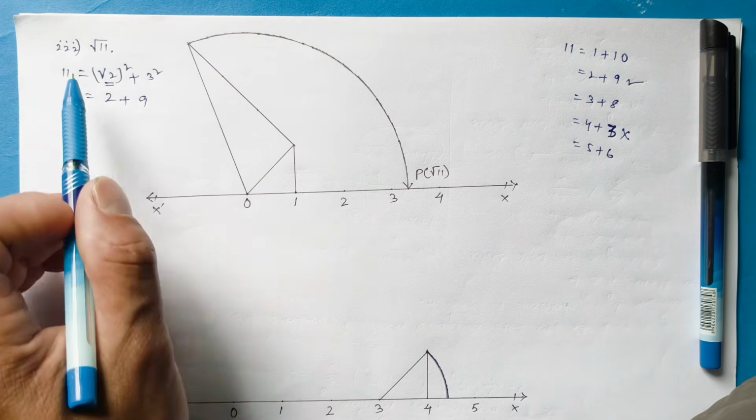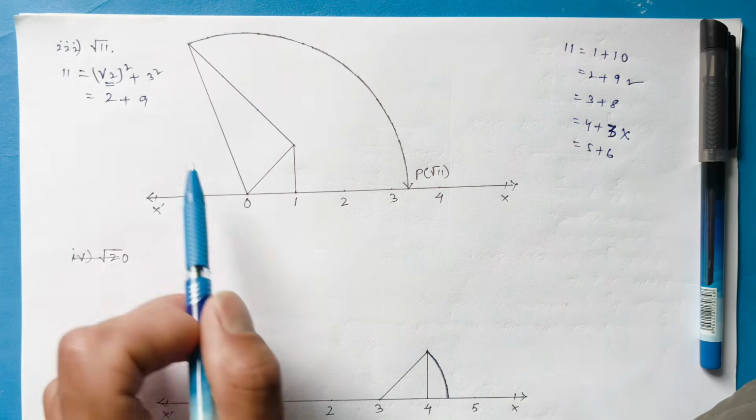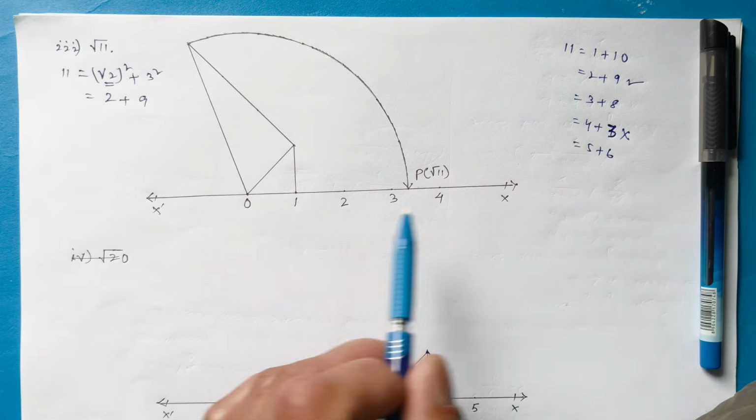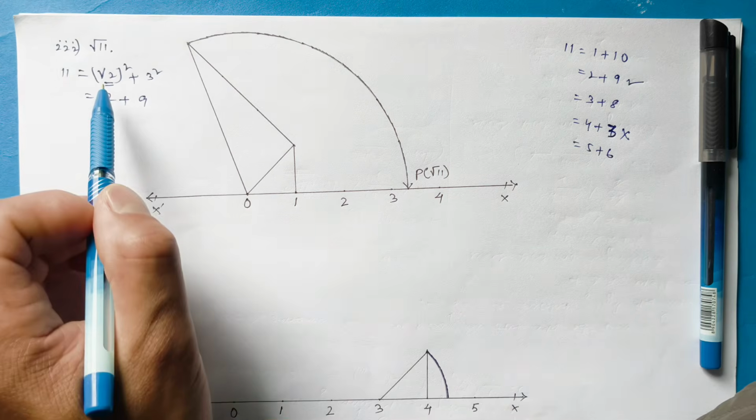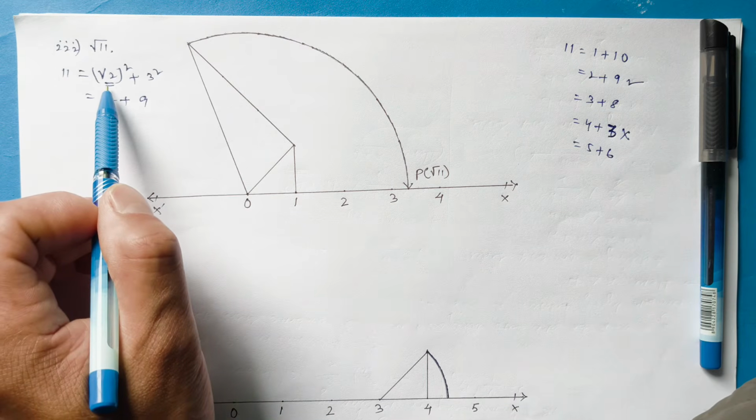Now, these are positive rational numbers. That is why we have to take 0 on the right side. 0, 1, 2, 3, 4. Let us take it. And first we're going to construct what? Root 2. How to construct root 2?